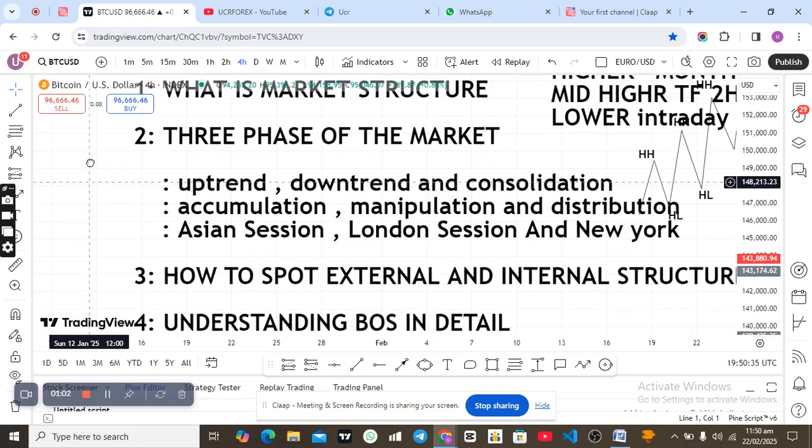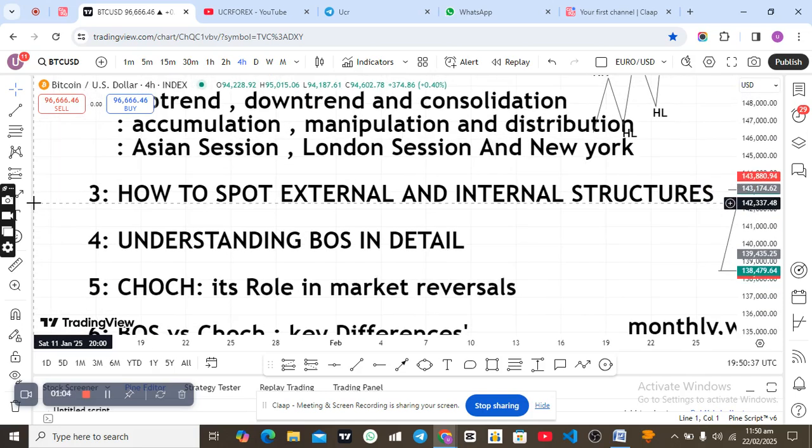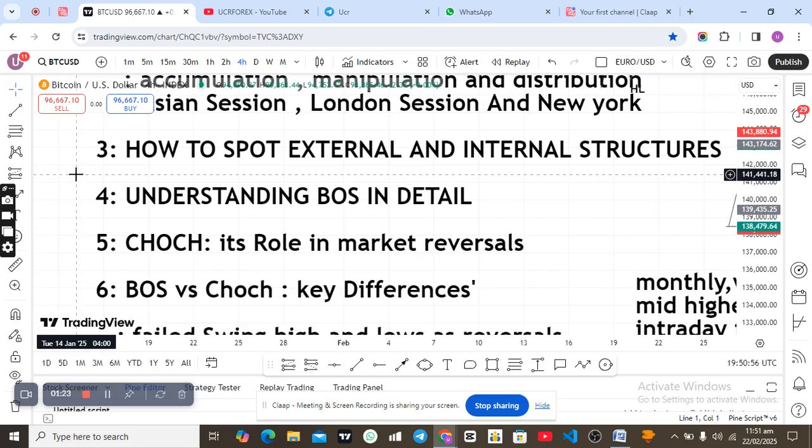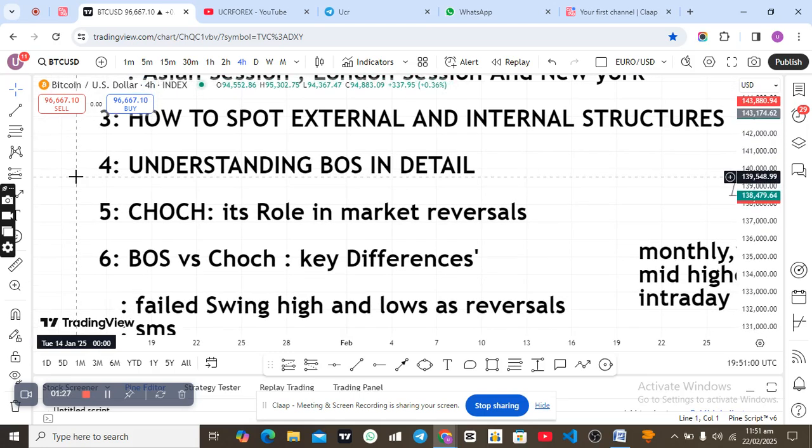And then we talked in the second video about how to spot external structure and internal structure, which is very important, because if you fail to understand how the internal structure works, starting from how to enter from the internal structure, then targeting the external high is definitely going to be a difficult one for you. We explained that in the second part of the video. I strongly encourage you to go and watch it. Don't skip any part.